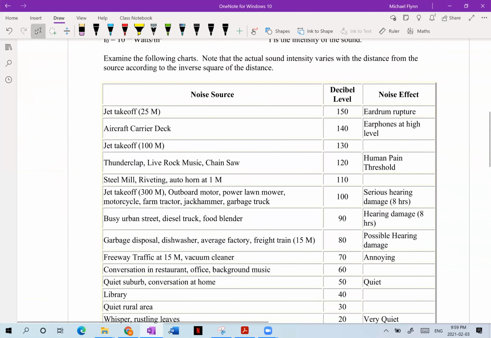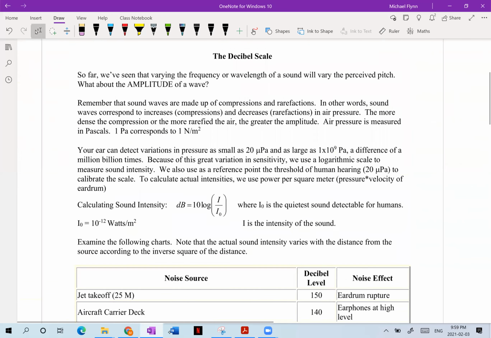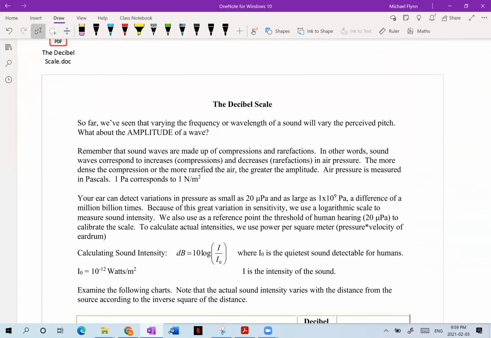Okay, let's talk about decibels. Now you have to bear with me. It's a little bit confusing, okay? So the decibel scale is named after somebody called Alexander Graham. You know his last name, Bell.